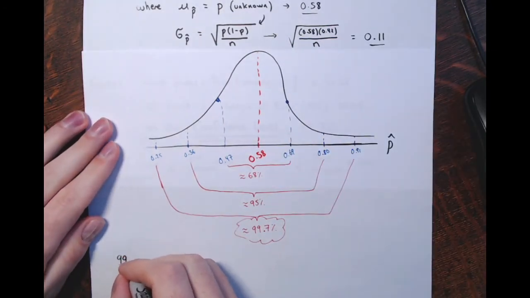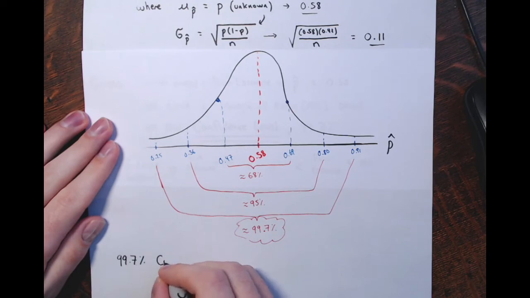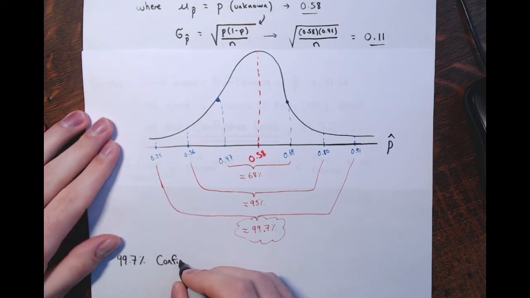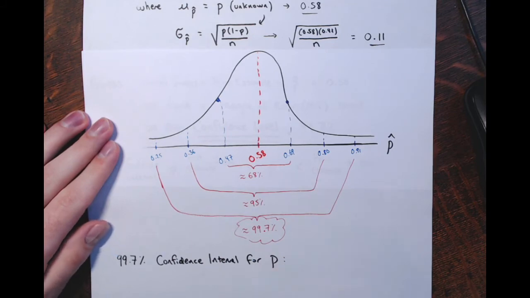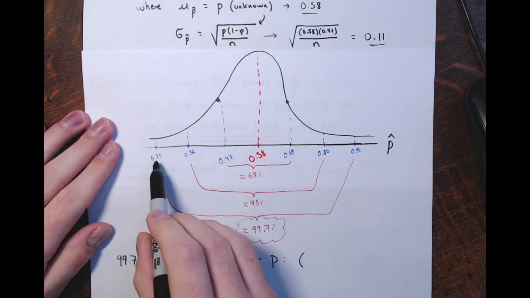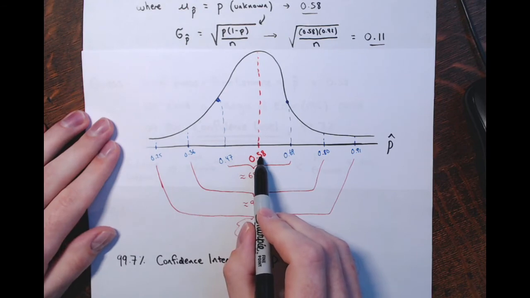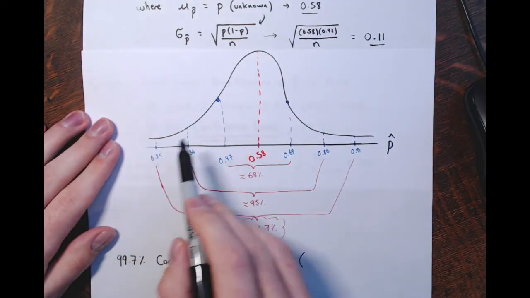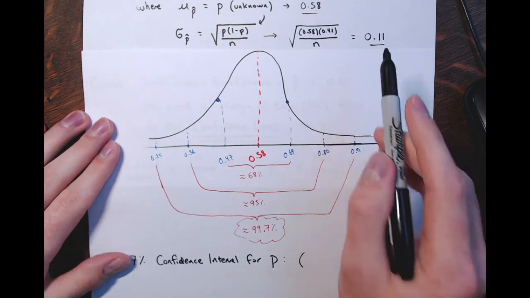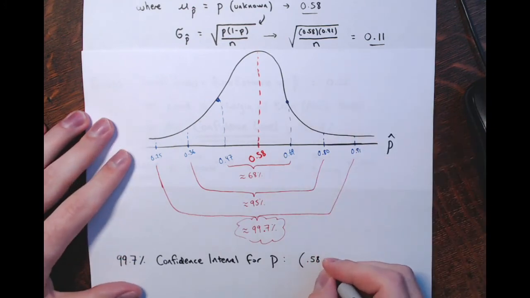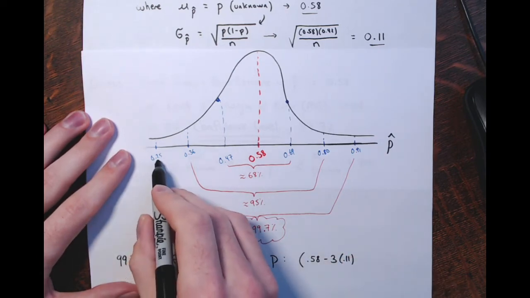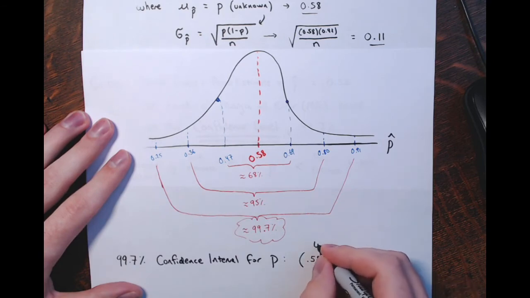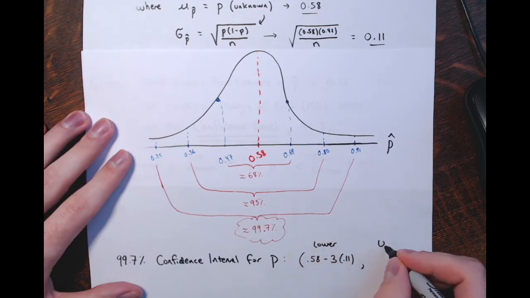So if I'm trying to create a 99.7% confidence interval estimate of P, the confidence interval for the population proportion, it would be this. The lower bound is, again, you take your middle, your point estimate, 0.58, and I'm just subtracting 3 standard deviations. So it's 0.58 minus 3 times 0.11, which we already showed here was 0.25, so that's the lower bound.